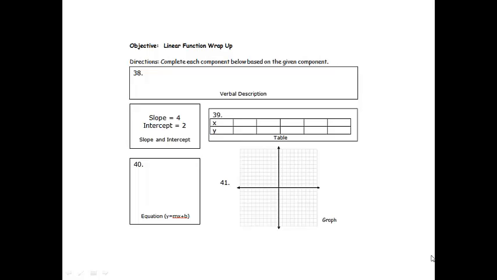Alright, last objective, linear function wrap up. Directions: complete each component below based on the given component. So the given component is this right here. The slope is 4 and the intercept is 2.